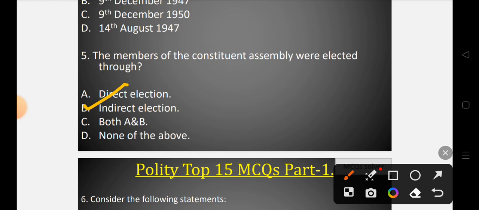The members of the Constituent Assembly were elected through indirect election, and the members who were from the princely states were nominated by the princely states. So the correct option will be option B, that is indirect election is the correct option.